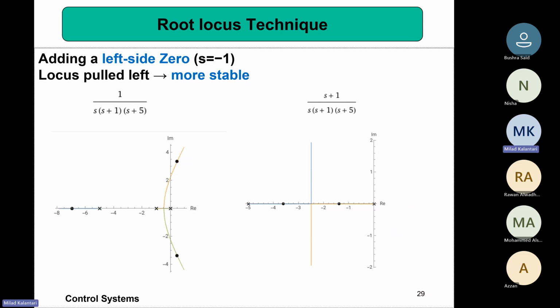So let's do some modification on this open loop and see how it will work, right? So here, this is what we had initially. Let's say we can add a zero to the left-hand side at s equal to -1. Let's say you design one controller so that you add this zero at -1. What will happen?